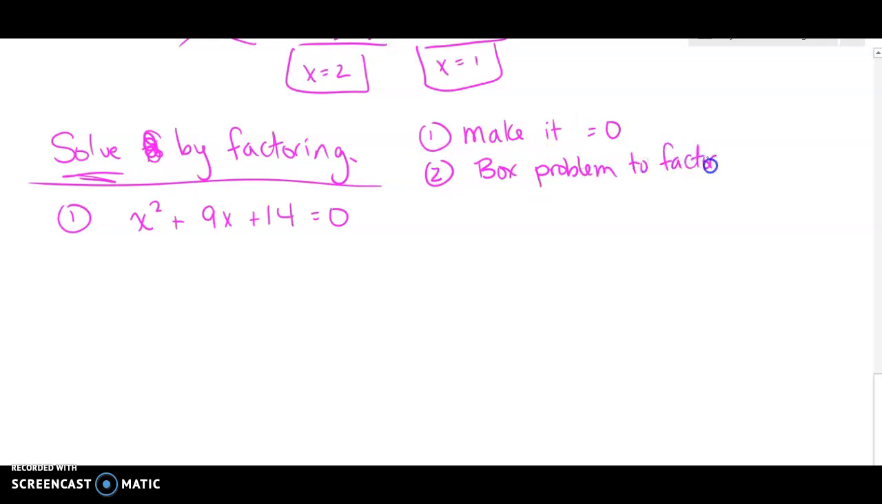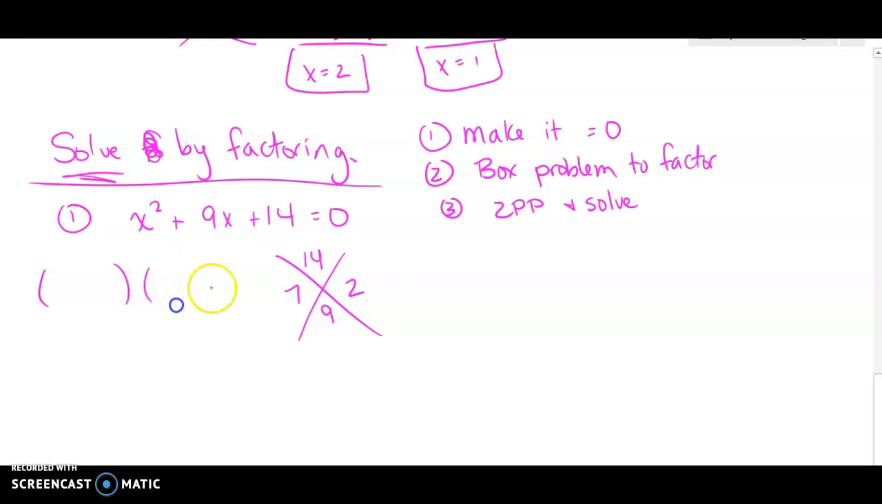All right, and then the last step is you're going to do ZPP and solve. Set things equal to 0 and solve. So for this problem, it's already equal to 0. Check. Box problem, it's got to multiply to be 14 and add to be 9. So think about all the numbers that multiply to be 14. 7 times 2 is what will do that.